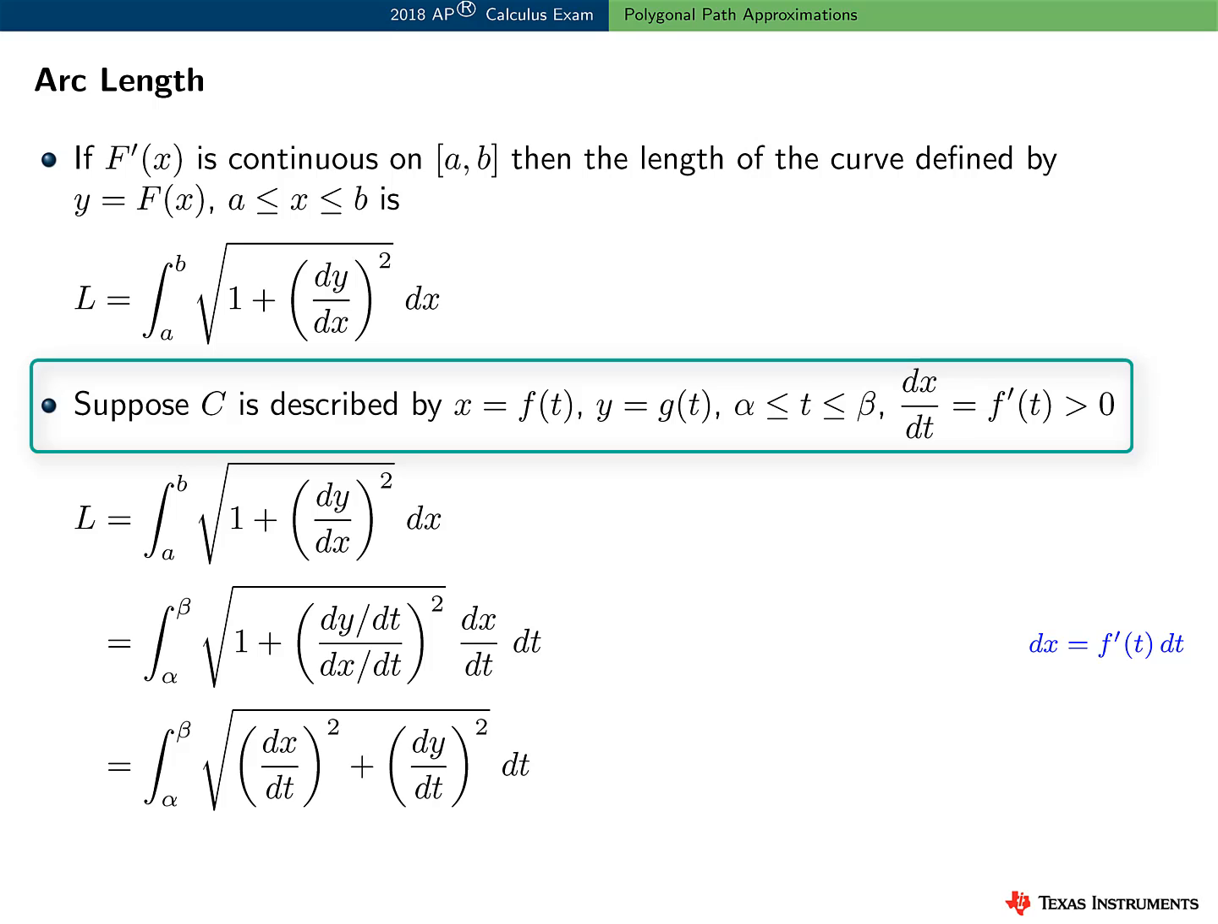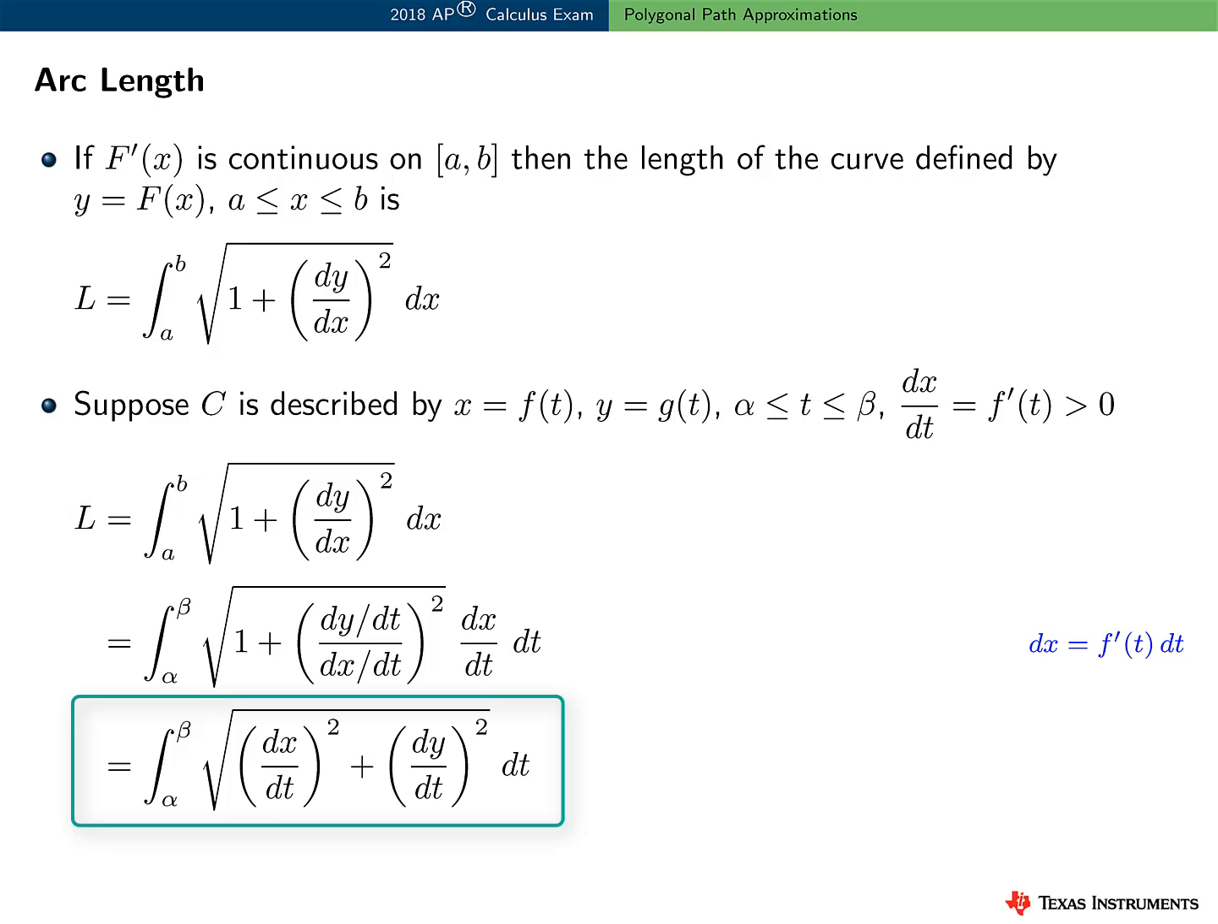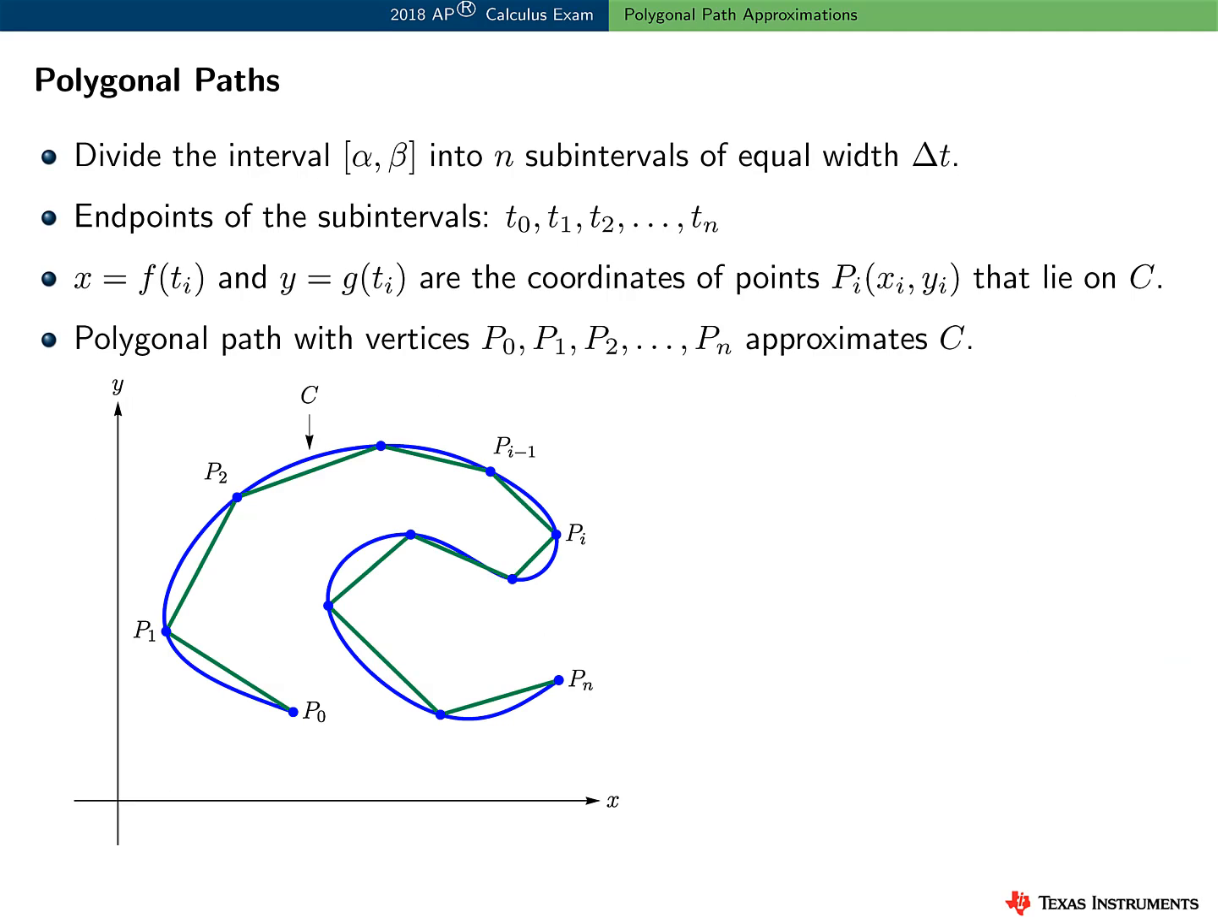Suppose, however, that the curve is defined by parametric equations. The assumption here about f prime of t means that the curve C is traversed once, from left to right, as t increases from alpha to beta. Use the expression for dy dx and the substitution rule to obtain this expression. Since dx dt is greater than 0, we can rewrite the expression in this form. Even if the curve cannot be written as y equal f of x, the equation for arc length on the previous slide is still valid.